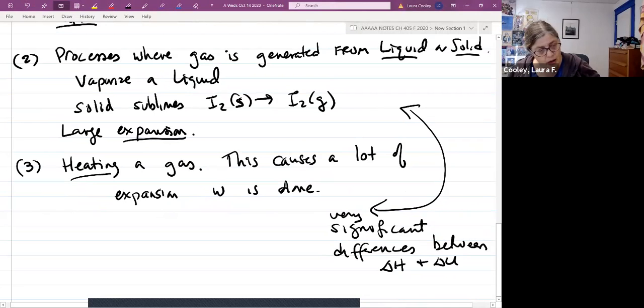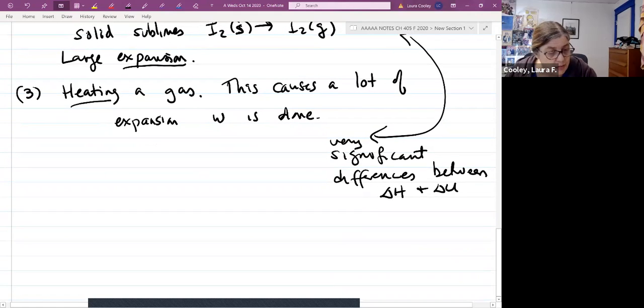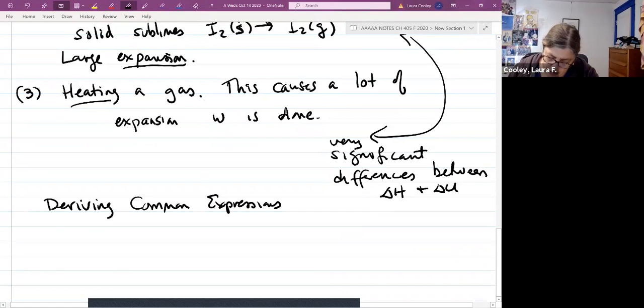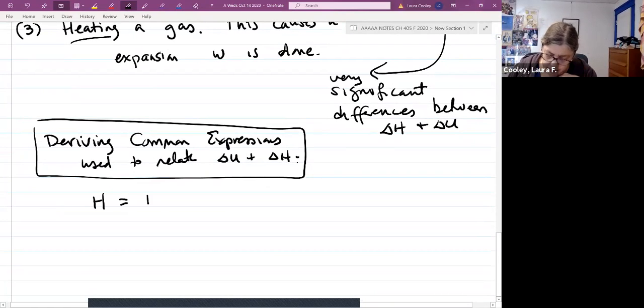So I'd like to start by deriving the common expressions that we use to solve problems like this, and then we're going to work on two different problems. I don't know how far we'll get, but I hope that we get pretty far along. So let's derive the common expressions used to relate delta U and delta H. They all come from the same thing. First of all, we start with the definition of enthalpy, H = U + PV. So this is just a definition.